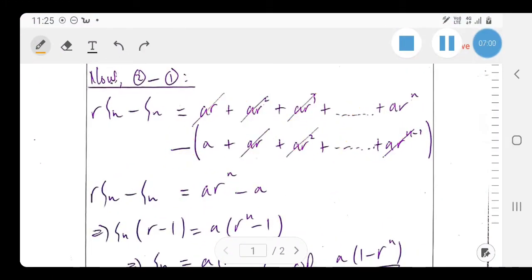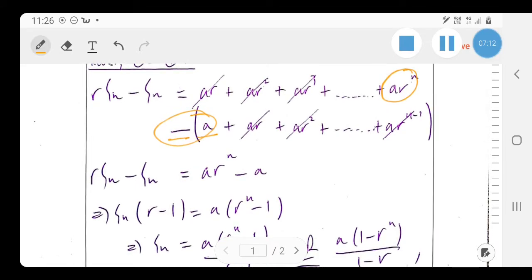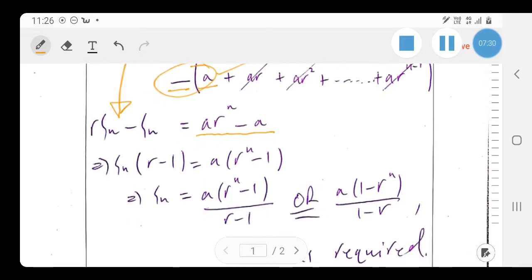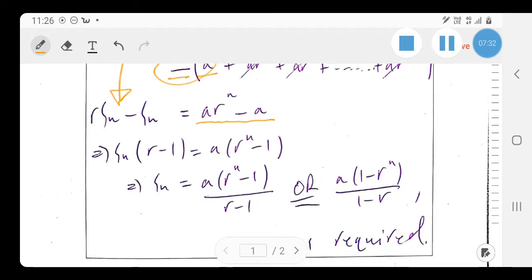And what are those two leftovers actually going to be? Well, AR to the power of n minus A. Okay, so we get R multiplied by Sn minus Sn, that just comes down here, equals AR to the power of n minus A. Just these two things put together. Now that is super neat. It's so nice in maths when everything just cancels out, because you know you're onto something that really, really works.